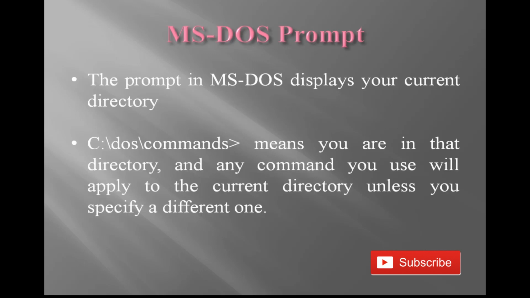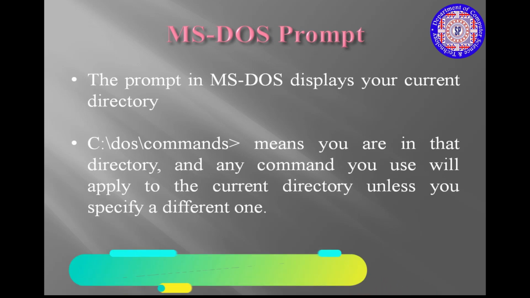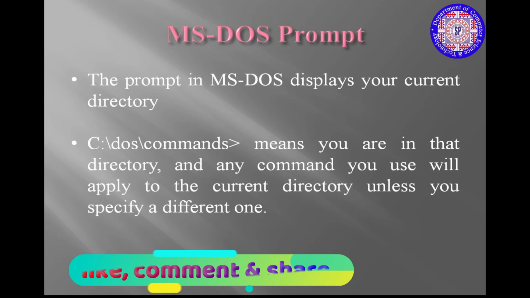Now comes the MS-DOS prompt. The prompt in MS-DOS displays your current directory. It will display what is in your current directory. Number 2, C:\DOS> means you are in that directory, and any command you use will apply to the current directory unless you specify a different one. You have to mention it if you want to use a different one, otherwise it will by default take the current directory.